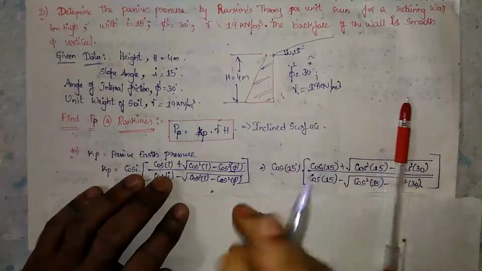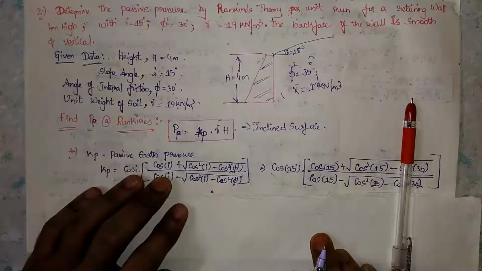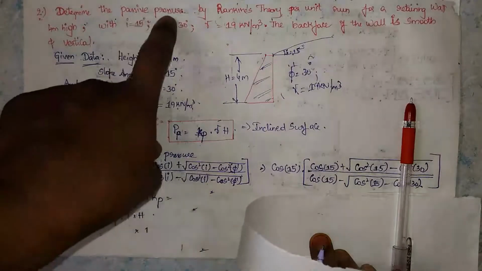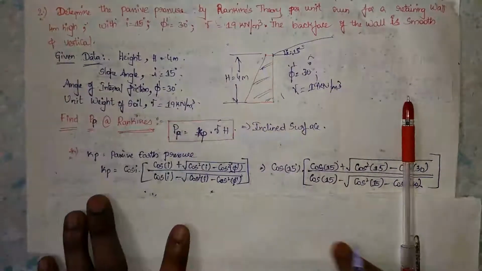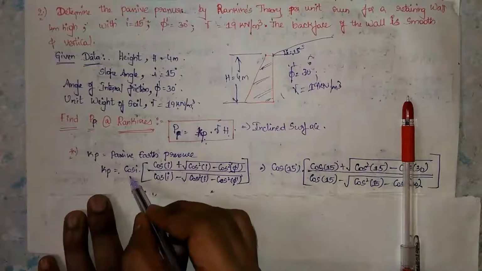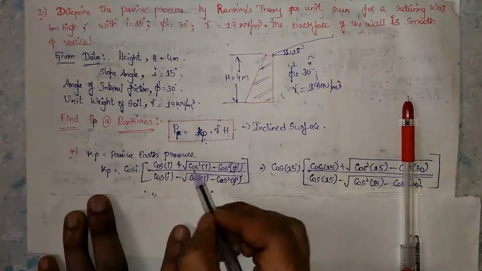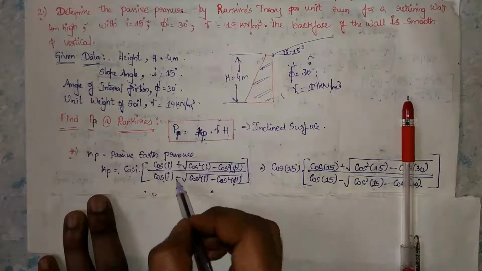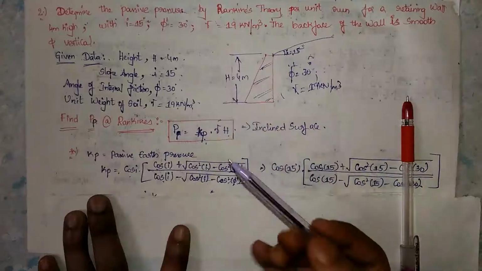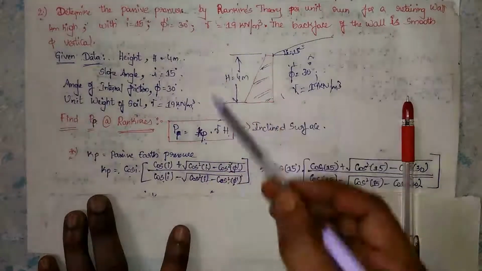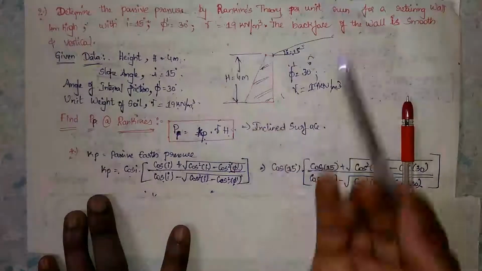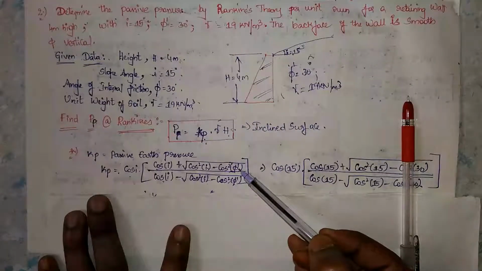The formula is the same as the previous problem, where Pp equals, since he has mentioned just to find the passive pressure, Kp into rho h. What is Kp, the earth pressure coefficient? Kp equals cos i into cos i plus root of cos square i minus cos square phi, divided by cos i minus root of cos square i minus cos square phi dash. Substitute here and check the values. H is given, the unit weight is given, the slope angle is given, and phi dash, the angle of internal friction, is given.